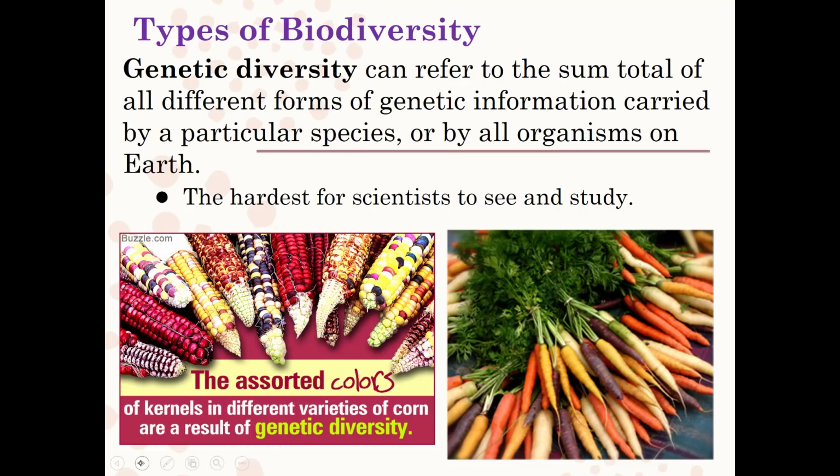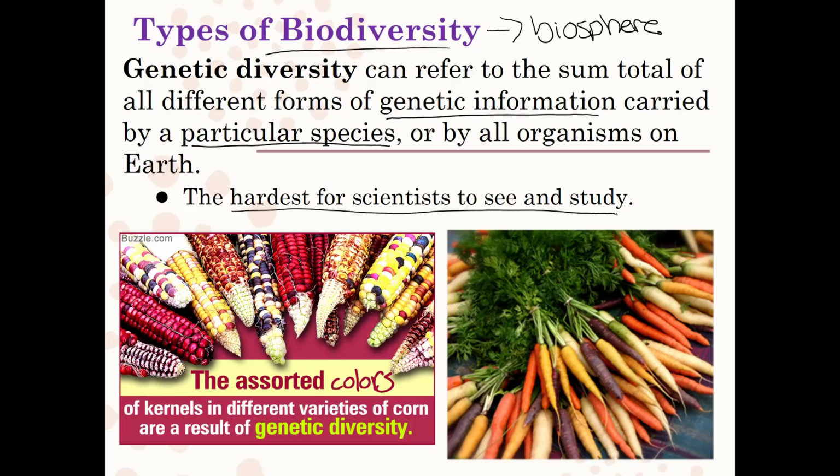Now, genetic diversity is a little bit different. Genetic diversity is where we look at the sum total of all of the different forms of genetic information, or DNA, if you think of it that way, that is carried by a particular species or by all the organisms on Earth in the biosphere. So genetic diversity sounds very similar to biodiversity, but biodiversity is always looking at everything in the biosphere. If we're talking about genetic diversity, it could vary depending on what we're studying. It could be a particular species, a particular area, or it could go on the larger scale and look at the biosphere. But realistically, we're looking at all of the genetic information and the different forms and varieties. This is definitely the hardest one for scientists to see and study. It takes a lot more work and a lot more technology to analyze that DNA and to see those variations.